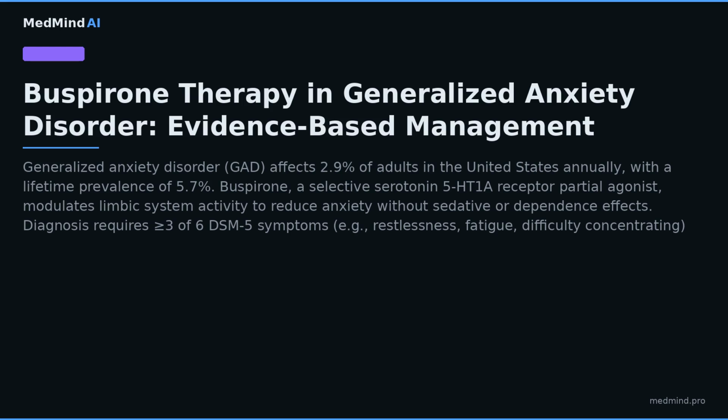Diagnosis requires greater than or equal to 3 of 6 DSM-5 symptoms, e.g., restlessness, fatigue, difficulty concentrating, present for greater than or equal to 6 months with significant distress or impairment. First-line treatment includes cognitive behavioral therapy, CBT, and pharmacotherapy with SSRIs/SNRIs. Buspirone is a guideline-supported alternative or adjunctive agent with a starting dose of 7.5 mg twice daily, titrated to a maximum of 60 mg per day.